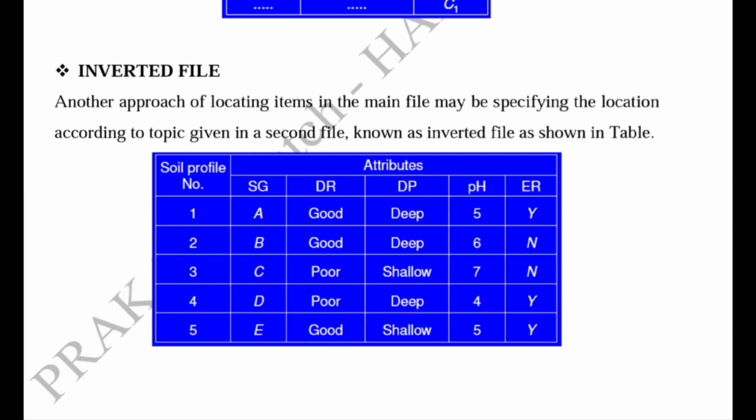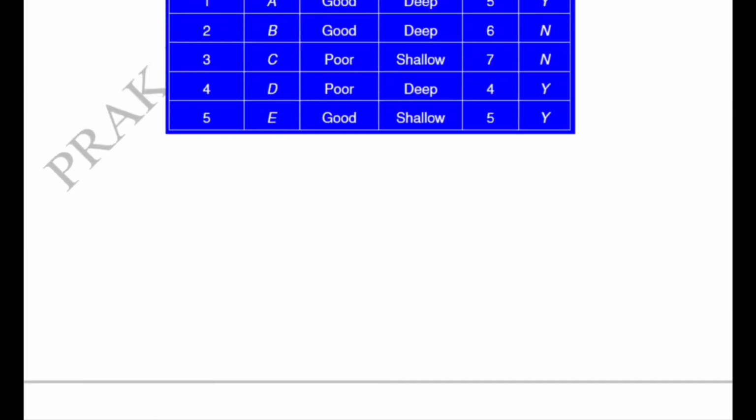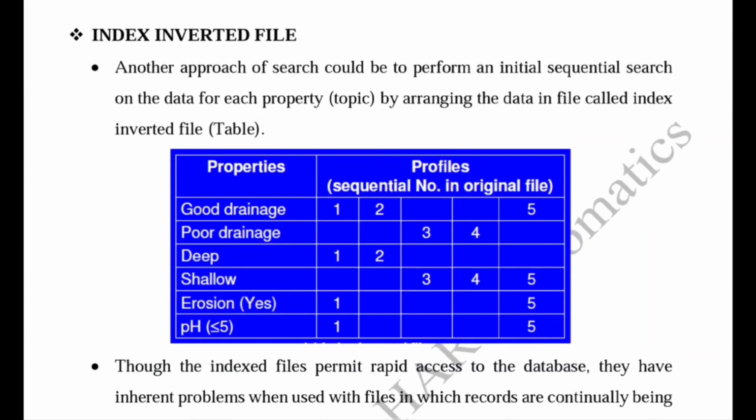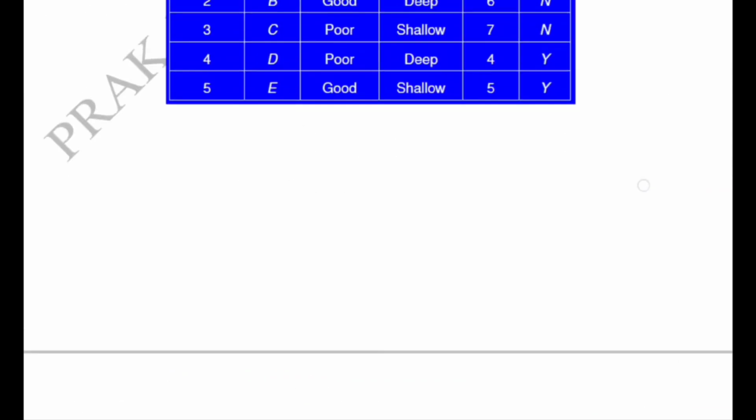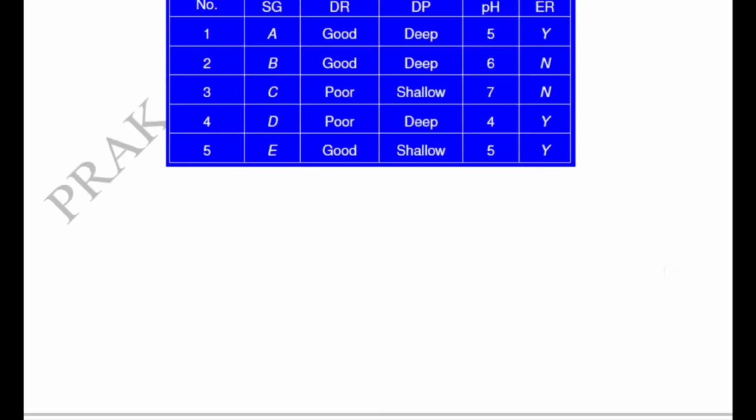Now the last or third classification is similar to the inverted file, because it has the inverted approach. We are searching for the attribute. If we want to search for soil that has erosion, it will give the result as soil types A, D and E, meaning soil profile numbers 1, 4 and 5. So we can easily search on the basis of attribute.